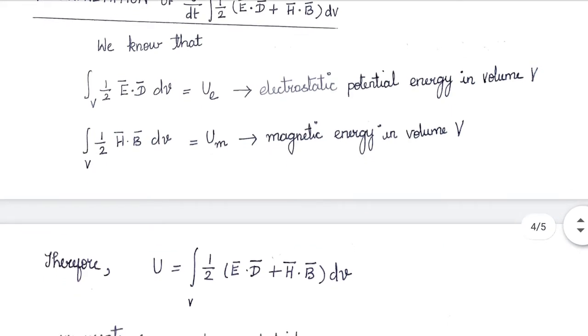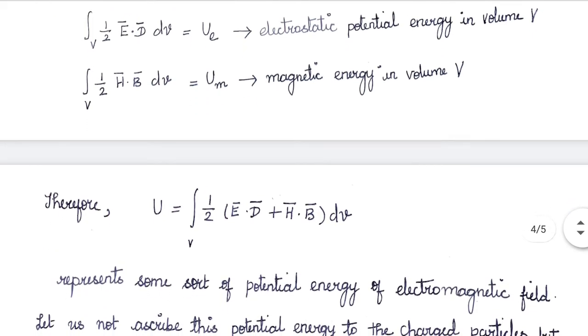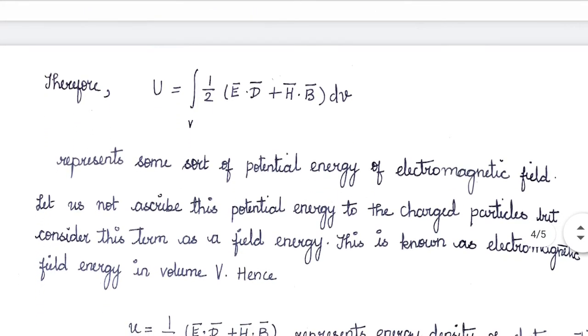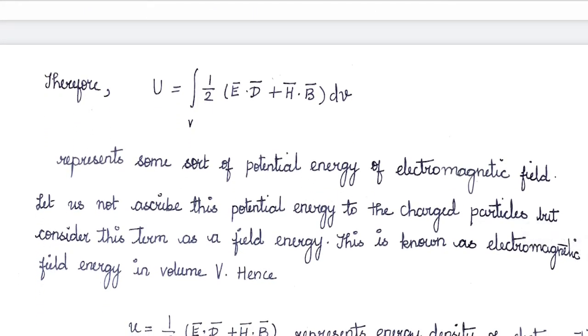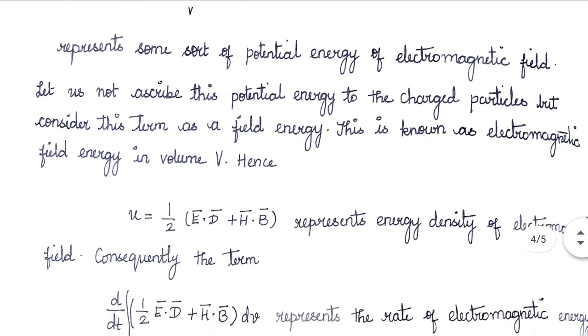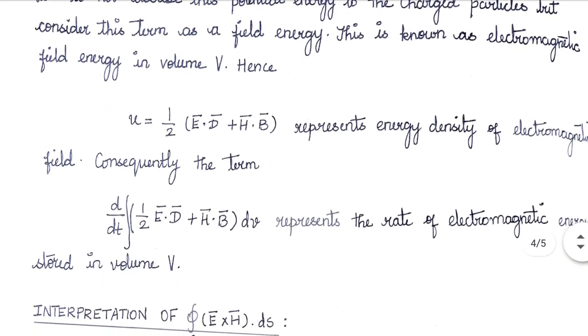So we can write U = UE + UM, that is the sum of electrostatic potential energy and magnetic energy in volume V, which is equal to the integral over V of ½(E · D + H · B) dV, which represents some sort of potential energy of the electromagnetic field. Let us not attribute this potential energy to the charged particle alone, but instead consider this term as a field energy, and this energy is called the electromagnetic field energy in volume V.